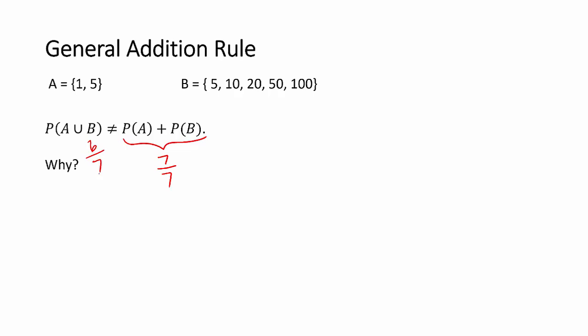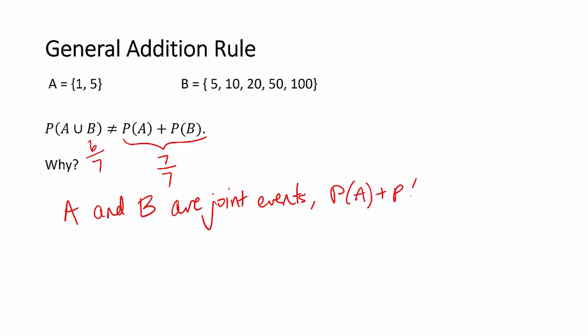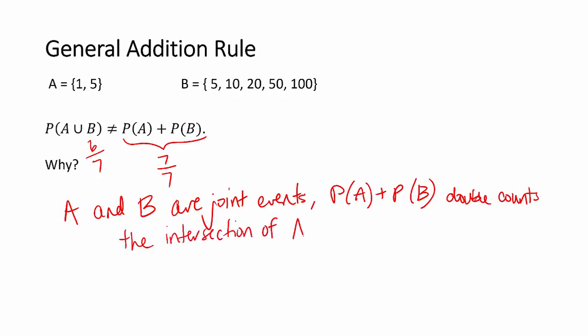So when A and B are joint events, let's write that down. When A and B are joint events, P of A plus P of B double counts the intersection of A and B. So we don't want that to happen, right? And that is exactly why we have the general addition rule.